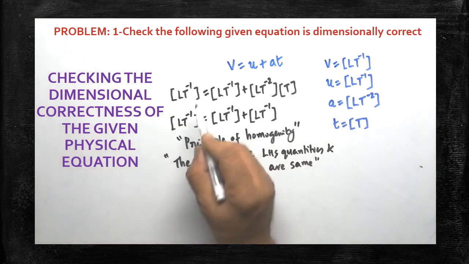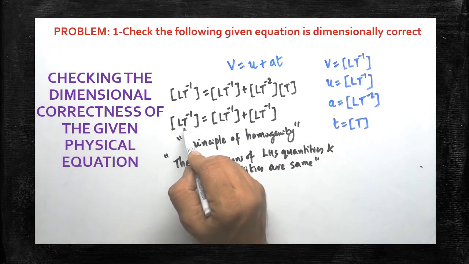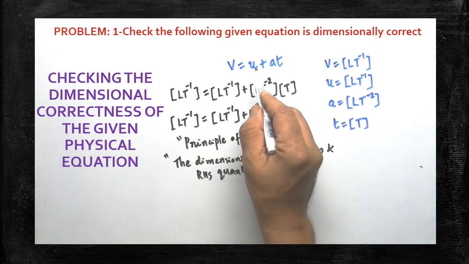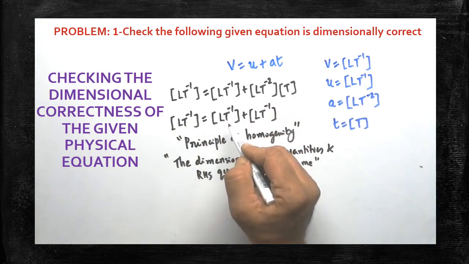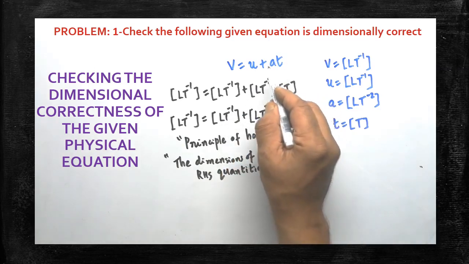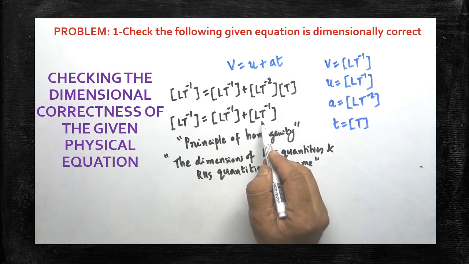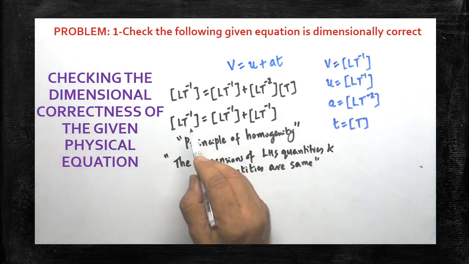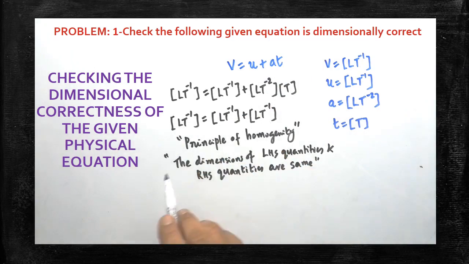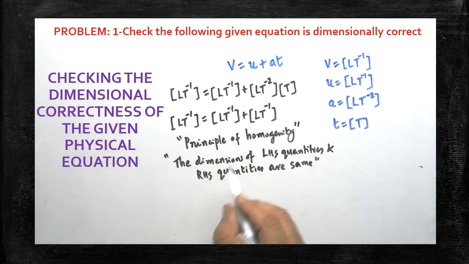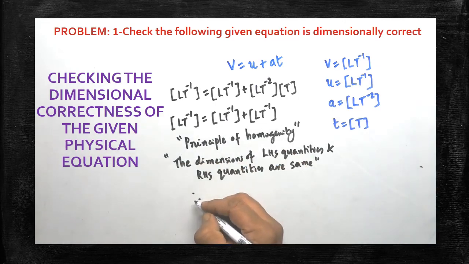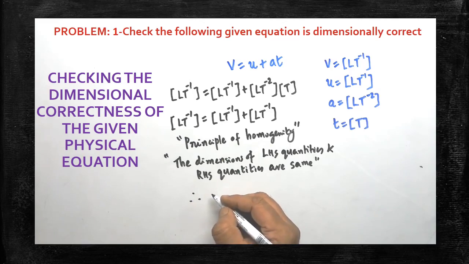Look at that. Here V is there. Its dimensional formula is LT inverse. Look at the dimension of U, LT inverse. Look at this entire factor. Take the entire factor and find the dimension of this factor, LT inverse. So LT inverse, LT inverse, LT inverse. All have the same dimensions. Therefore, finally, we have to write the conclusion.